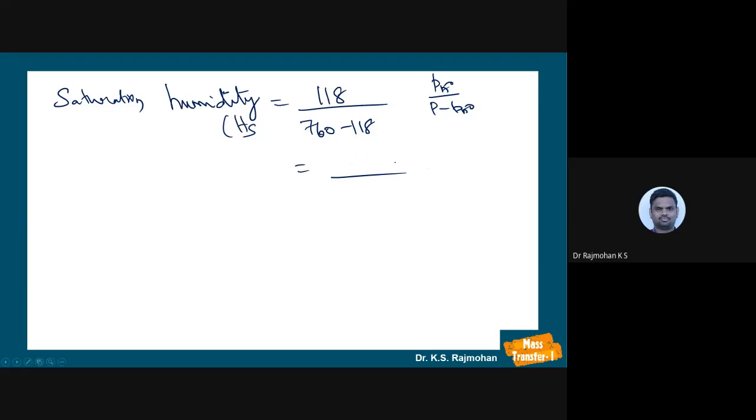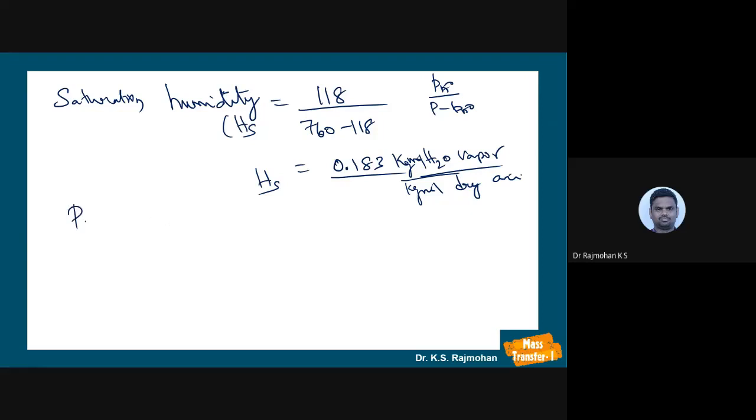So what is the value? 118 divided by 760 minus 118, so you get equal to 0.183. 0.183 kgmoles of water vapor by kgmoles of dry air is the saturation humidity. Okay, Hs.